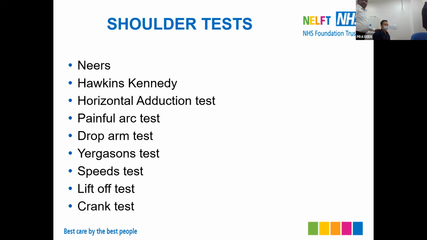The next test I have mentioned in this slide is the horizontal adduction test. So with the patient in sitting or standing, take the arm to 90 degrees and horizontally adduct the shoulder. If the patient is complaining of pain while you perform this test, it indicates a pathology in the acromioclavicular joint.